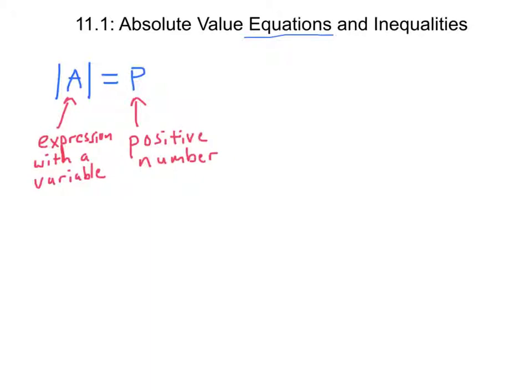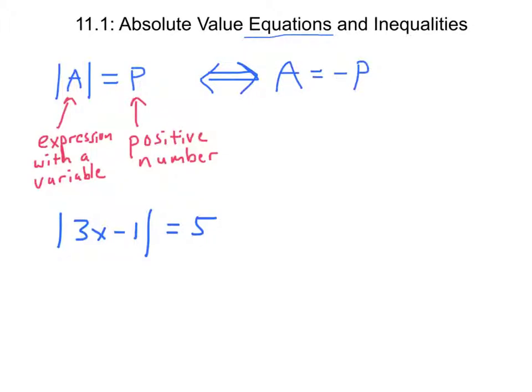So for example, let's say we had the equation, the absolute value of 3x minus 1 equals 5. Now you see 5 is a positive number, and the thing inside the absolute value symbols is an expression with a variable, so that fits that form. Now anytime we have this kind of a setup, we want to realize that that's going to be equivalent to, and I'm going to use these double-sided arrows to mean equivalent to, that A equals negative P or A equals P.